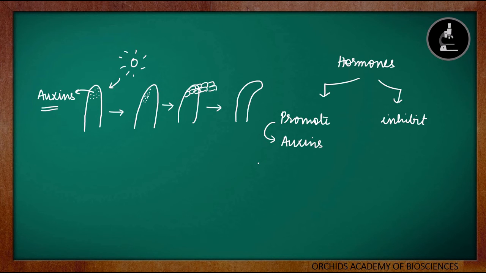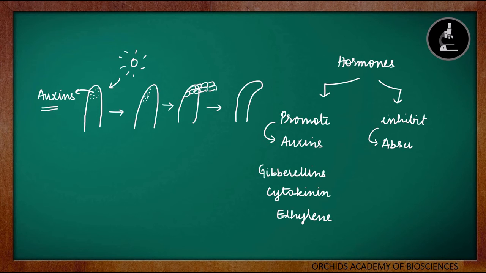There are a few other important hormones as well which we need to study. They are gibberellin, cytokinin, and ethylene. Whereas the inhibition is done by other hormones. We can take an example of abscisic acid.